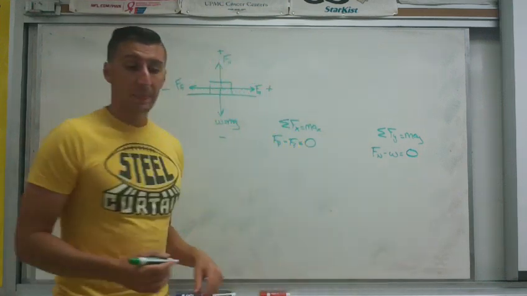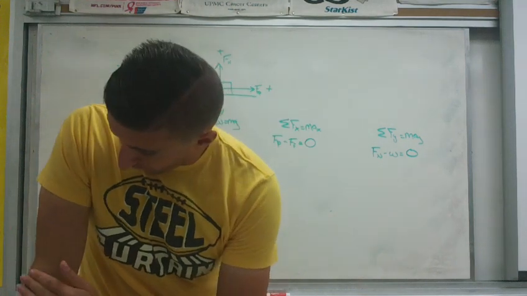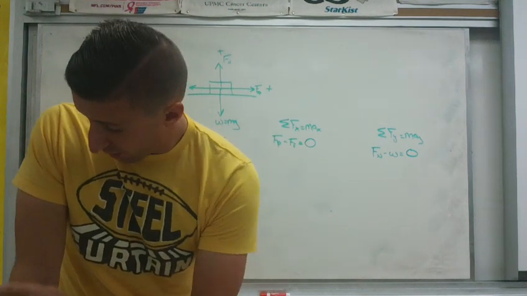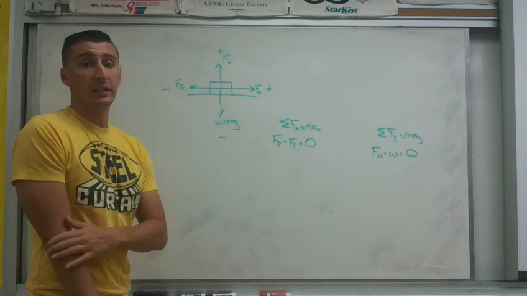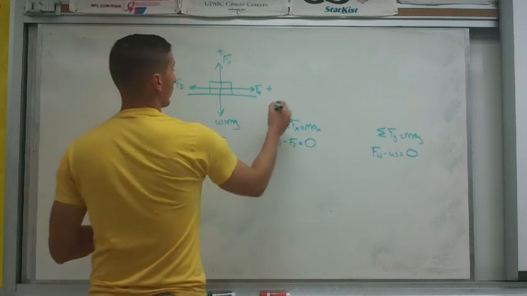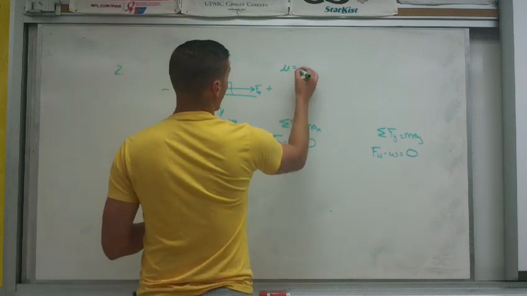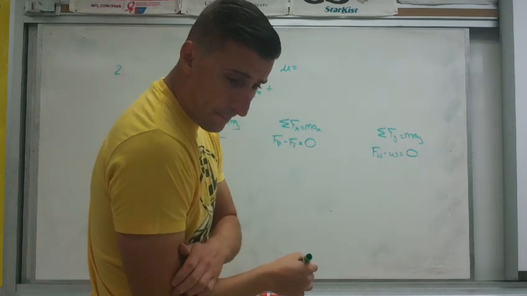All right? The question says, what horizontal force is required? So, in other words, we're looking for FP here. We need to know what force is required to get this box to move at a steady speed. Well, it gives us that the surface has a mu, in other words, coefficient of friction of, what is it? 0.3.